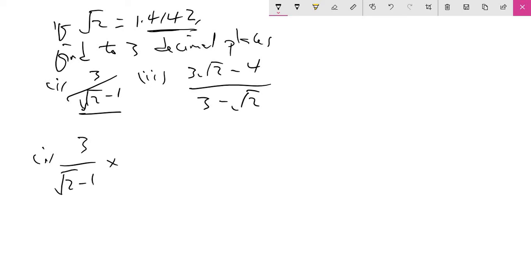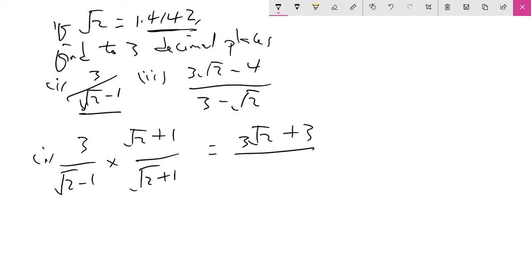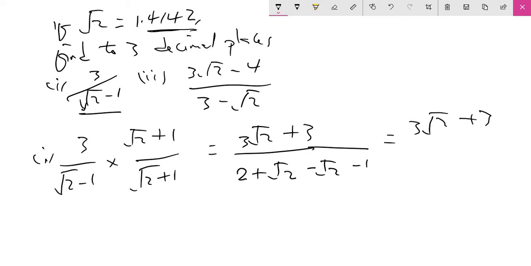You rationalize, so multiply by root 2 plus 1 over root 2 plus 1. This gives 3 root 2 plus 3 divided by, root 2 times root 2 gives 2, plus root 2 minus root 2 minus 1. So this gives 3 root 2 plus 3 divided by, this cancels out, 2 minus 1 gives 1, which is just this. Now we can substitute 1.4142 for root 2.